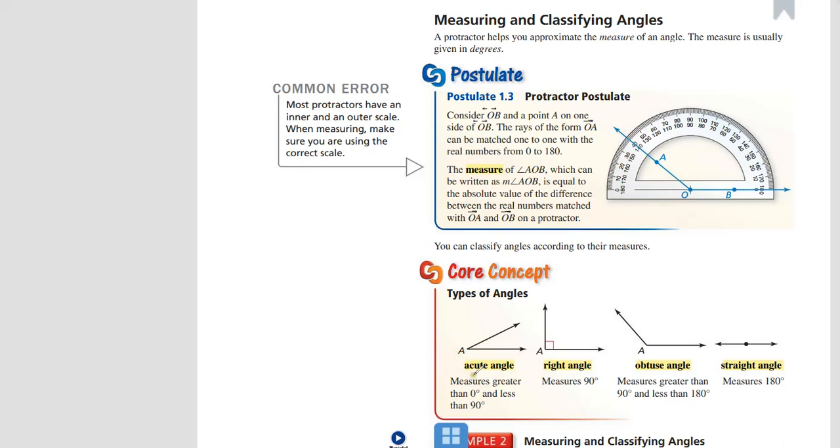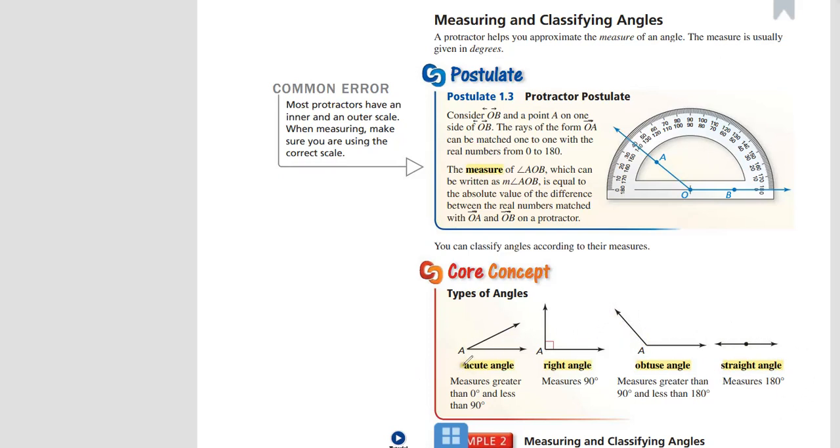Acute angles, less than 90 degrees. Right angle, exactly 90 degrees. Obtuse, greater. And a straight angle is exactly 180. It doesn't even look like an angle, right? It's just a straight line. But we call it a straight angle because it's kind of naturally what happens. If you open this thing up all the way, you get to a straight angle.